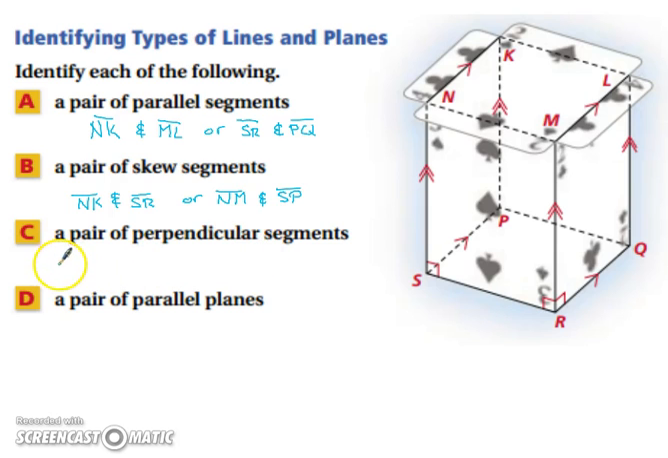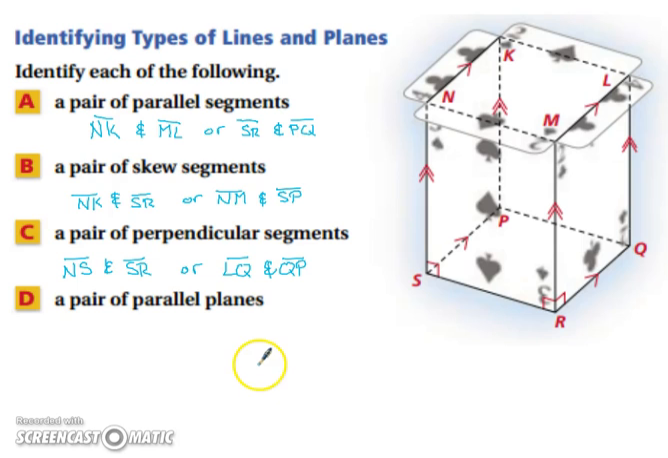Now we need a pair of perpendicular segments. So you might have NS and SR. Or maybe you grab LQ and QP.